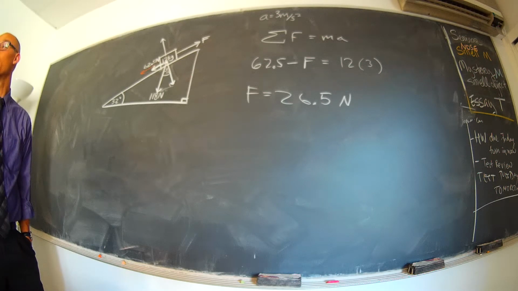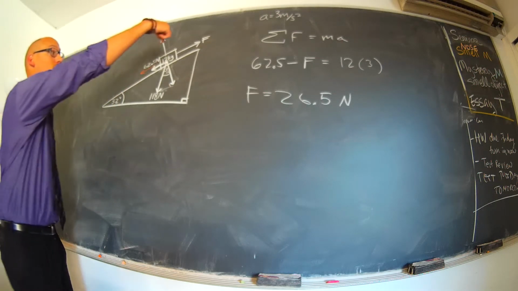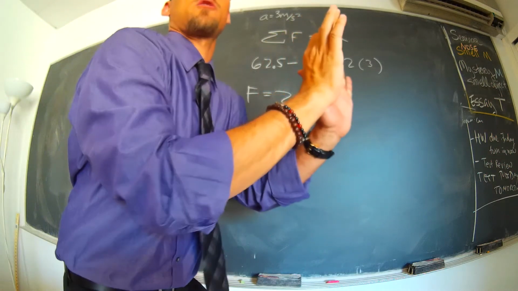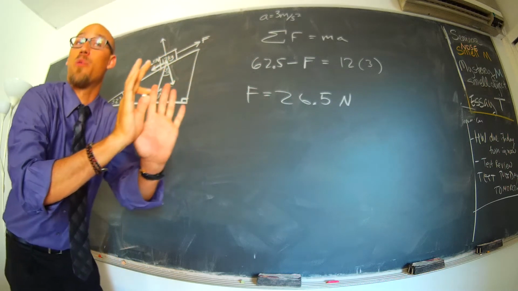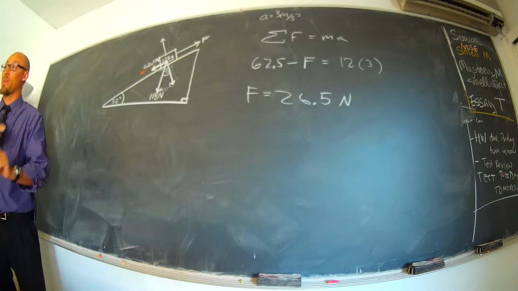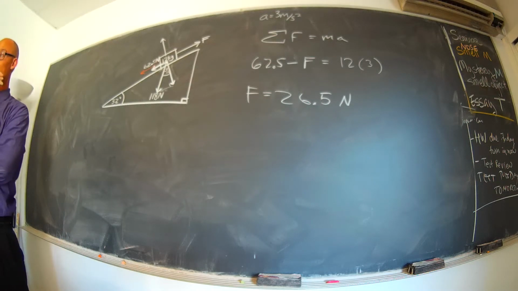So imagine this is a block sliding down, and it's going to be sliding down super fast, and we're like, slow that beast down. And we're pushing on it with 26.5.